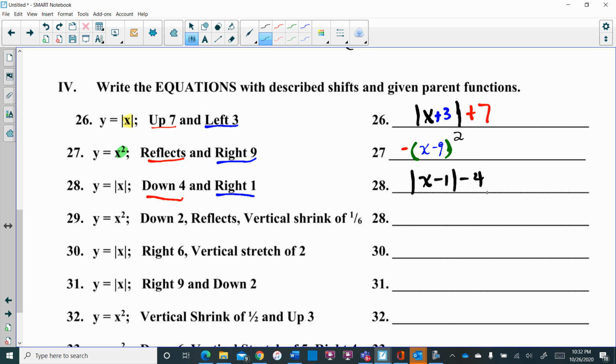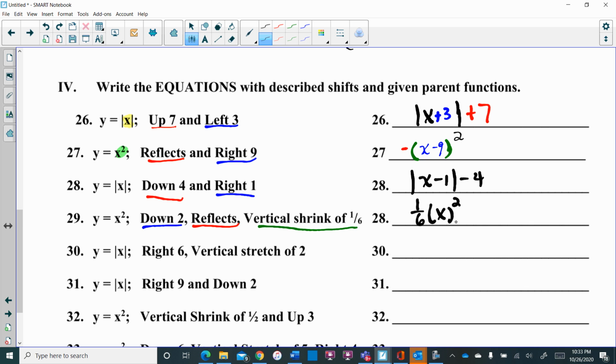Okay. Here we have a vertical shrink by 1/6. We also have a reflection, and we also have down 2 units. I'm looking at the quadratic, the x squared. So I'm going to do the shrink first. That would be 1/6, and that's outside of my x squared, my parentheses squared, excuse me.